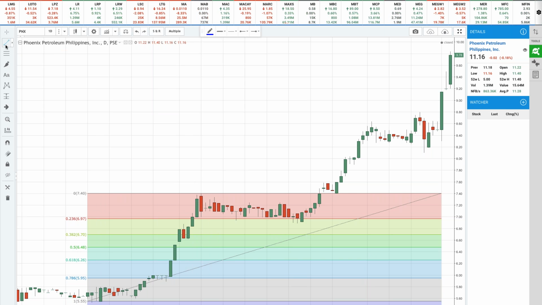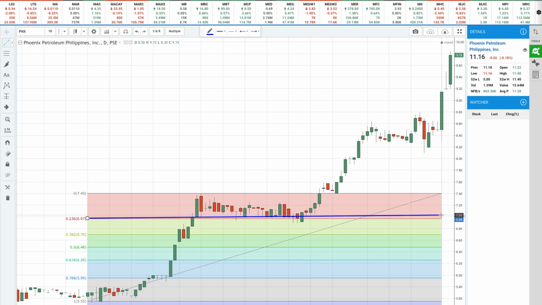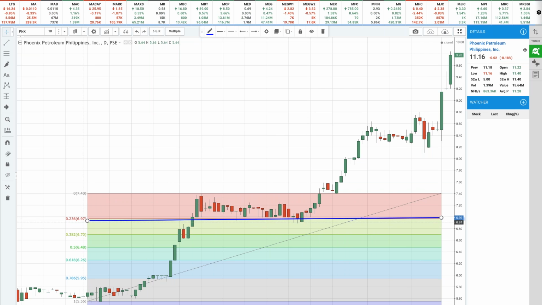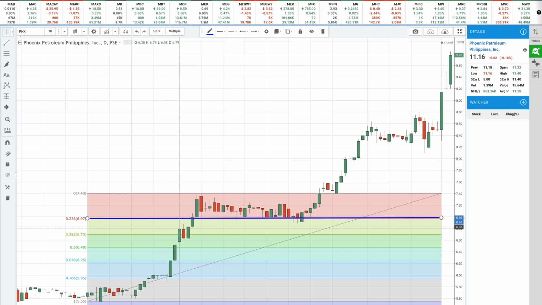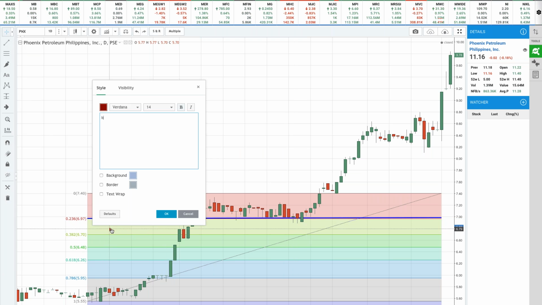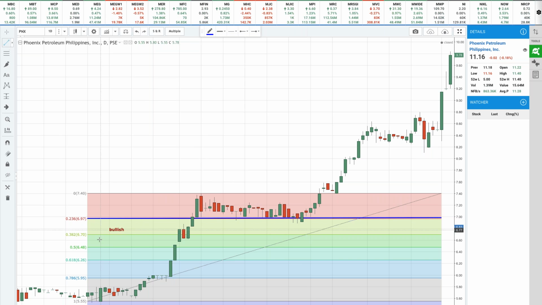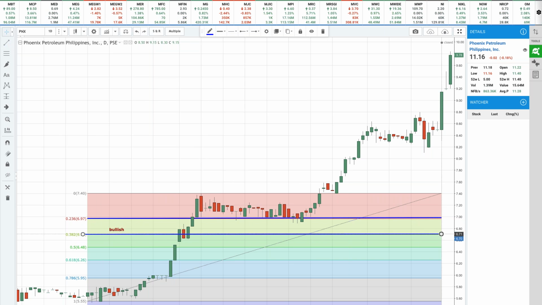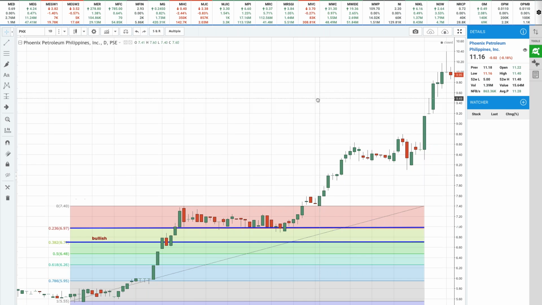What do we find? When PNX was at the 7 peso level, it retraced only until the 23.6% level. This shows us that this is very strong and it is in for more uptrend. This is a very strong stock because it consolidated above the bullish area. Again, where's the bullish area? Above 38.2% is the bullish area. Since it limited the bounce to the bullish area, it made a strong move upward.